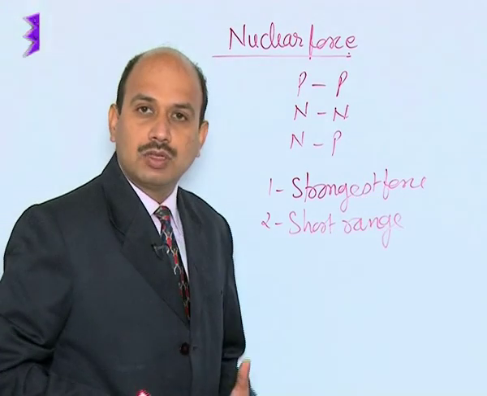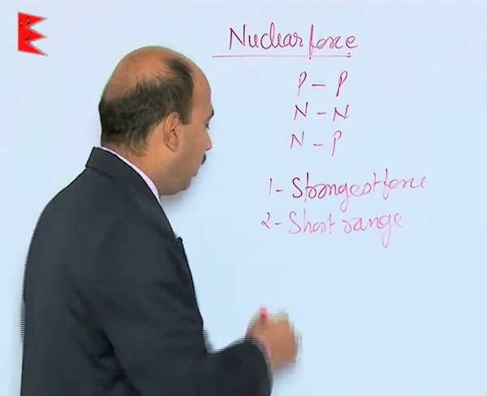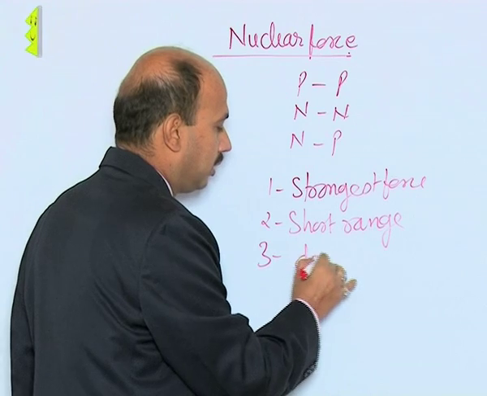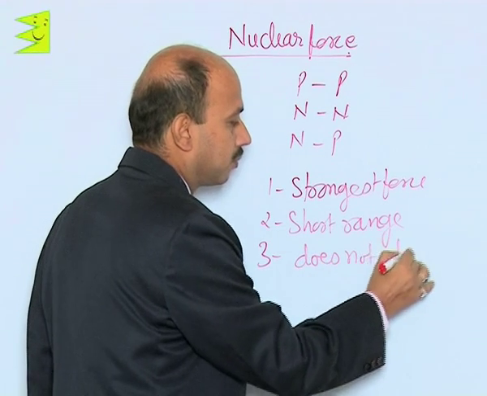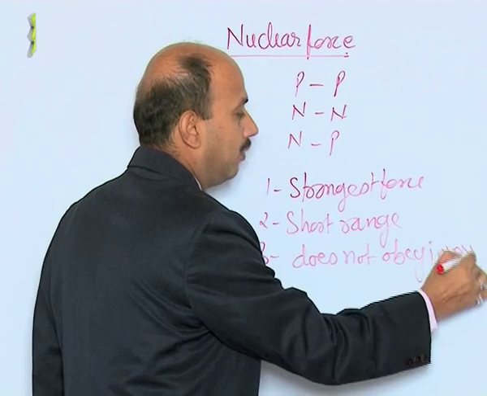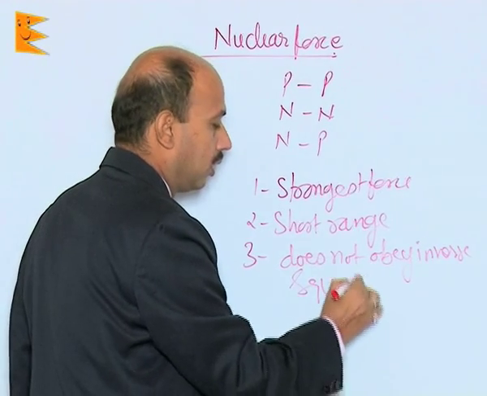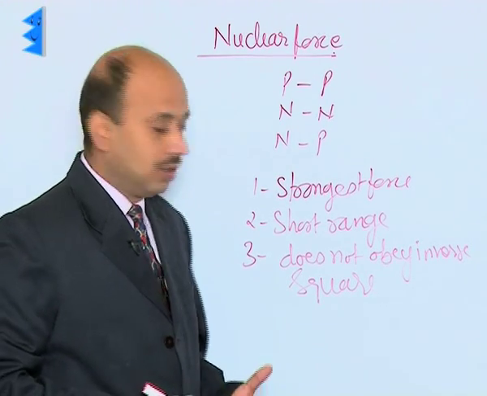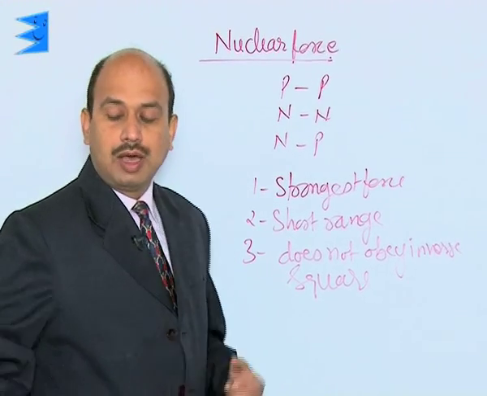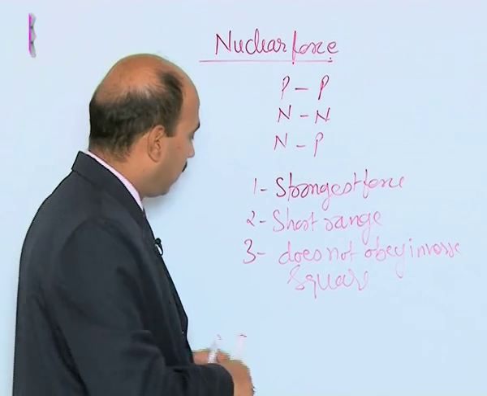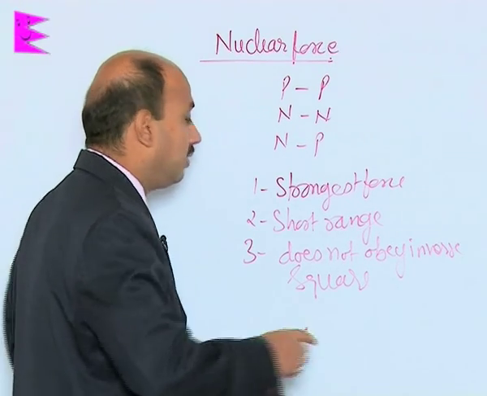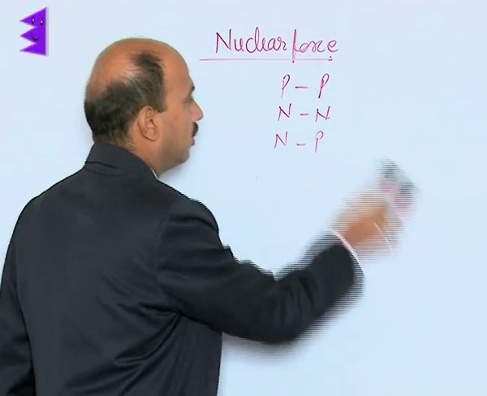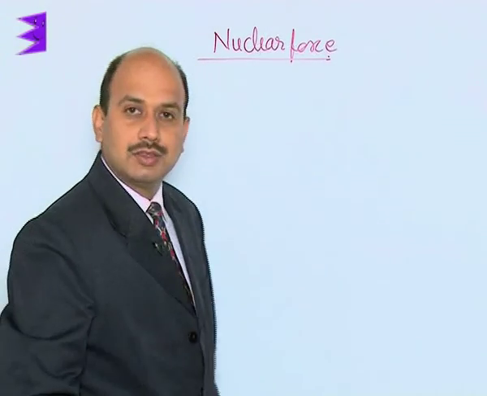It means it acts only for small distances, and also it does not obey the inverse square law, as the gravitational force and the electrostatic force do. And also nuclear force is independent of the charge. So we can draw the graph for the variation of nuclear force with the distances.